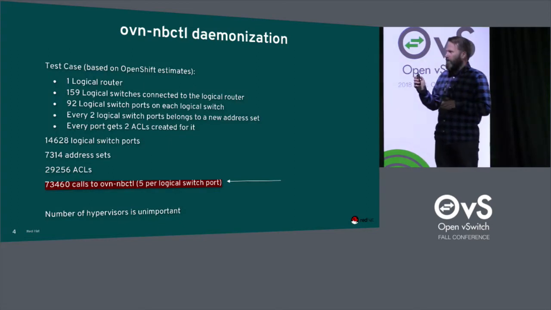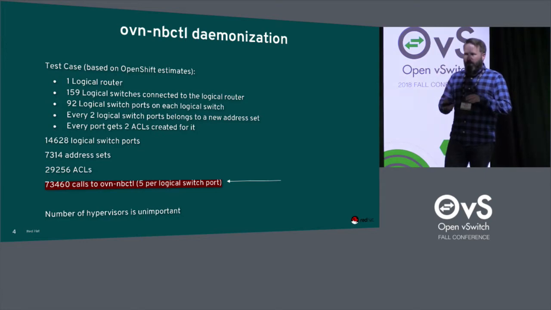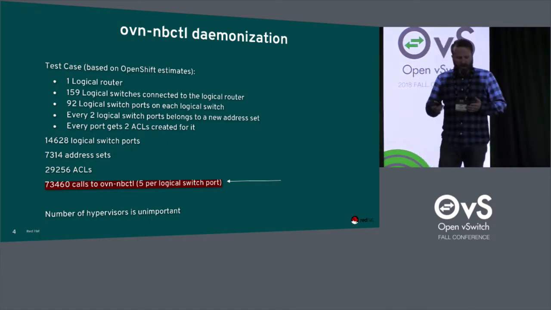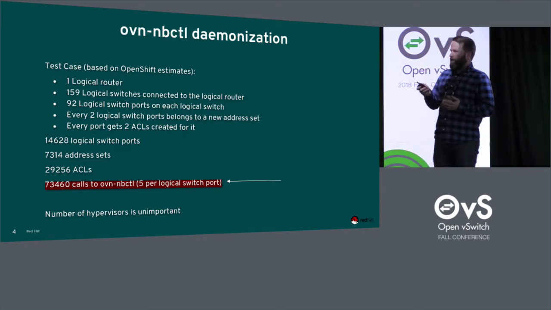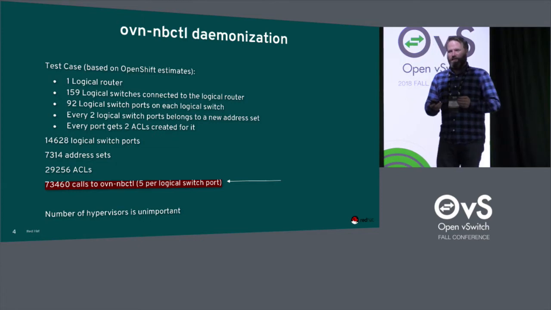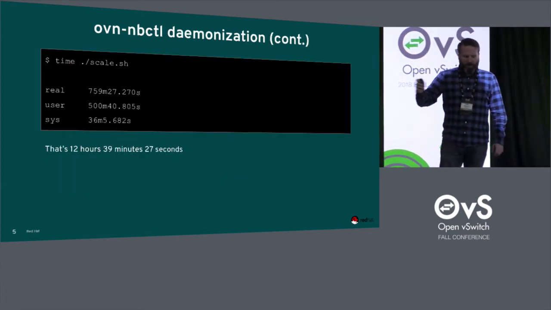So the first thing we're going to talk about is ovn-nbctl daemonization. It's a change that we ran into when trying to run through some OpenShift-sized cluster testing. So if you take anything from these numbers listed here, you can see they're just very large numbers, and we're setting up a large cluster. The highlighted bit is the very important bit, which is that we make over 73,000 calls to ovn-nbctl during this test.